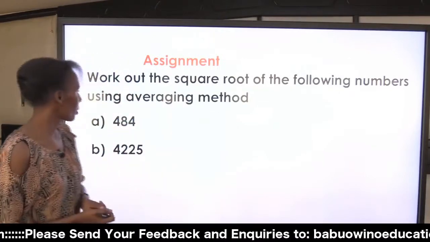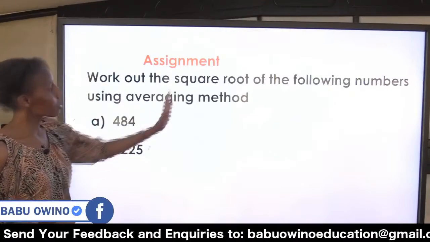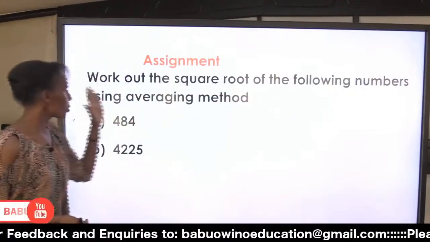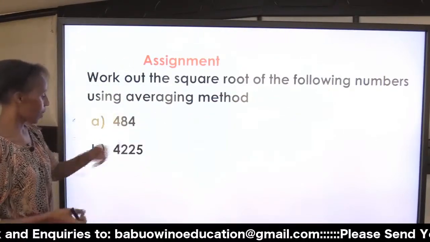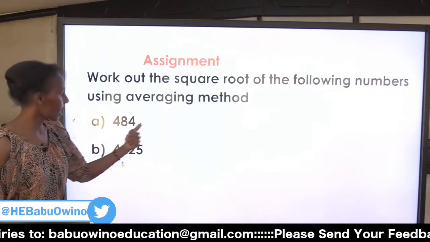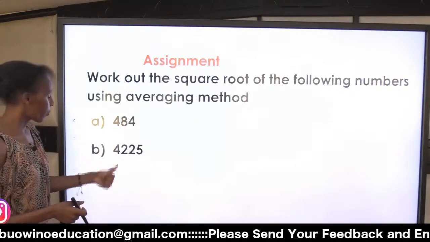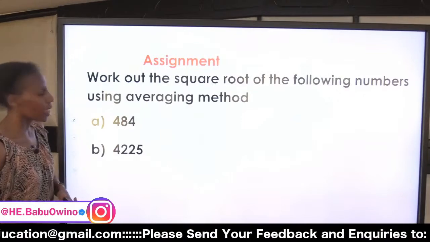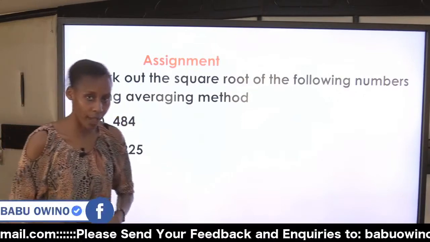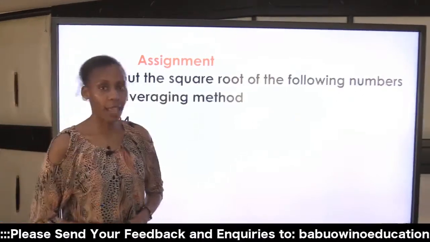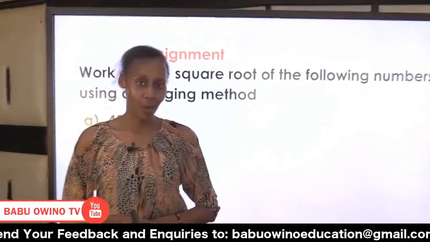I have an assignment for you. Work out the square root of the following numbers using the averaging method. We have 484 and then 4,225.